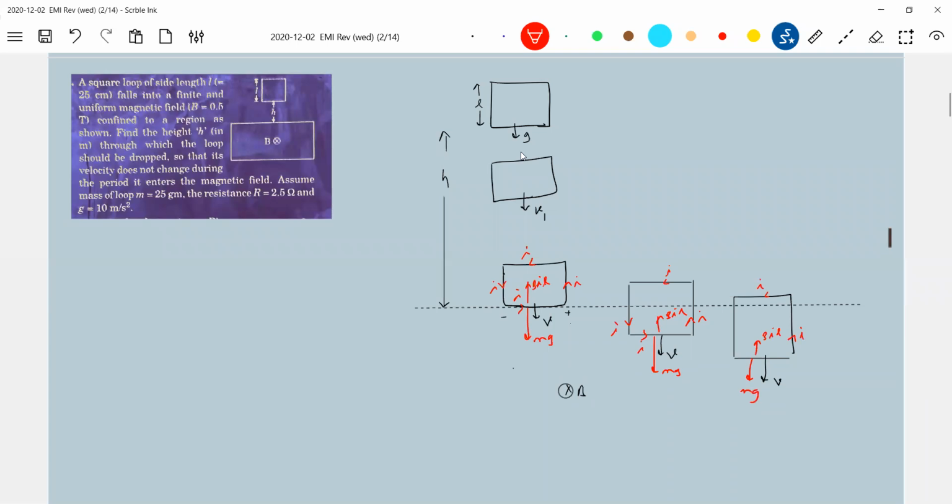No need to draw diagrams in the exam. Just straight away you should think here: if BIL equals mg, the problem is solved. What is I equal to? E by R. What is E equal to? BLV. So V equals mgR by B squared L squared.